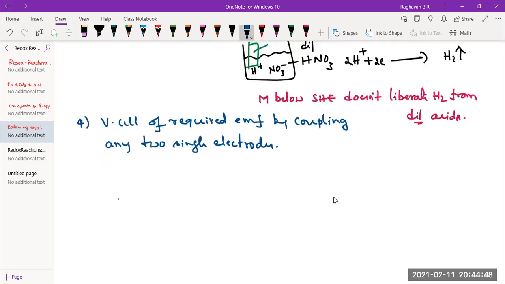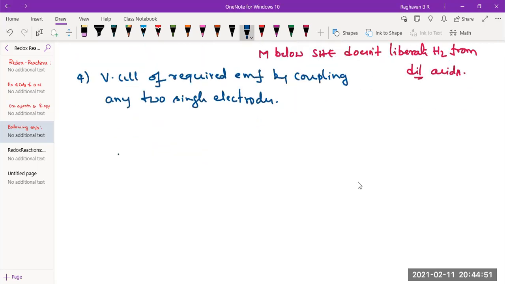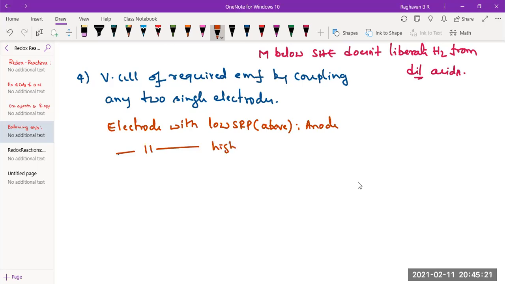Now, when you couple two single electrodes to form a voltaic cell, which acts as anode and which acts as cathode is important. The electrode with low SRP, meaning above, will act as anode. The electrode with high SRP, meaning below, will act as cathode. Why is it so?